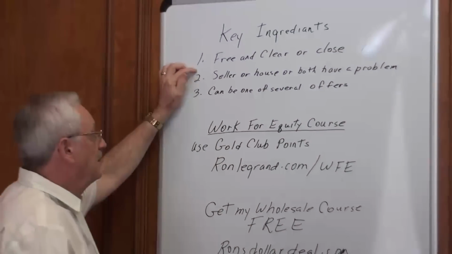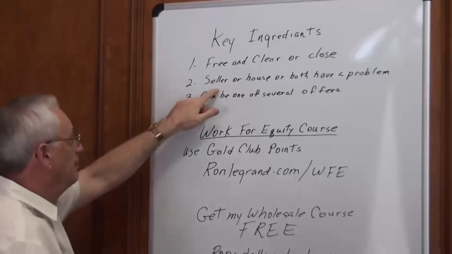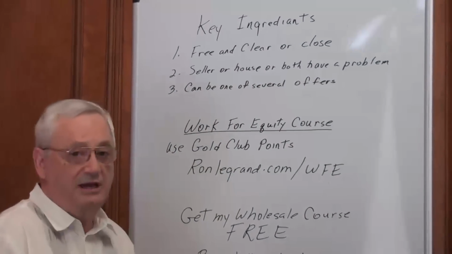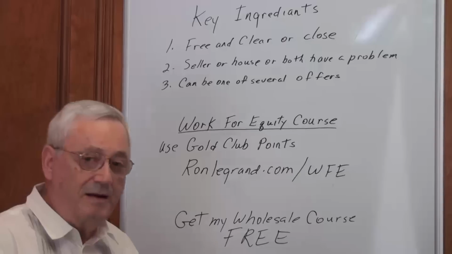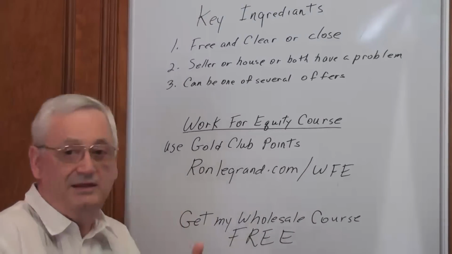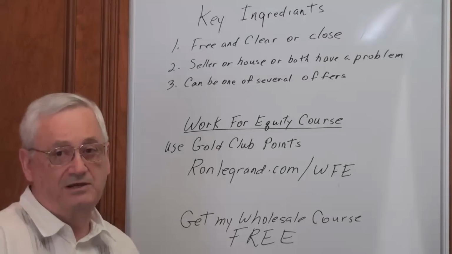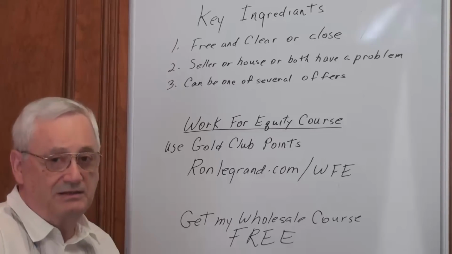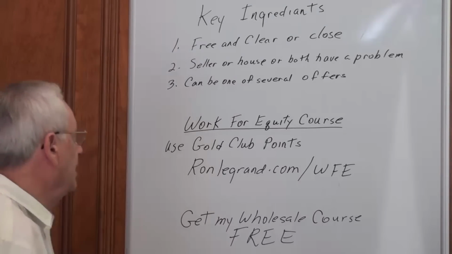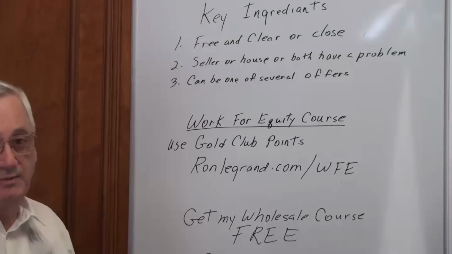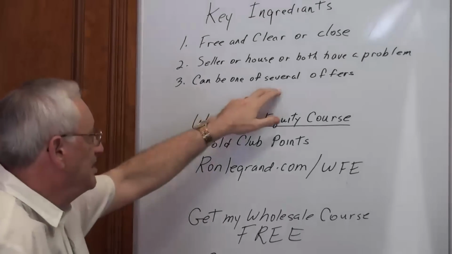So it's got to be free and clear or close. The seller or the house or both have to have a problem. You're not going to get a subordination offer accepted unless there's some problem that you're solving, like the seller needs cash or it needs quite a bit of repairs. If it needs neither, the seller's going to be very reluctant to do a subordination deal with you. And I can tell you these work better on the lower end properties than they do on the higher end properties. It can be one of several offers.